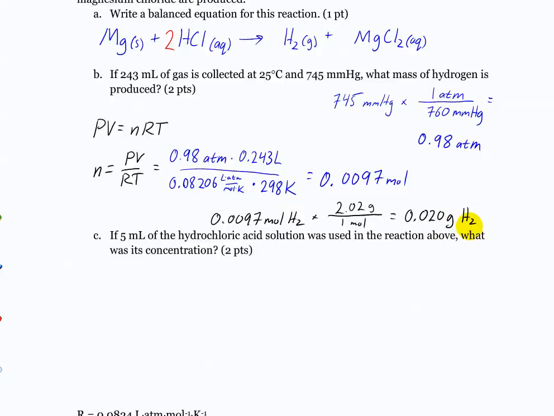All right, on to the next part. If we start with 5 mL of the hydrochloric acid solution, what was its concentration? Now this one's a little bit tricky, a little bit backwards from what we usually ask in these kinds of things. But it's the same idea. You need to get your moles, and then you use the equation for concentration, molarity equals moles over volume, to get the concentration. So if we ended up with 0.0097 moles of hydrogen, how many moles of HCl did we start with?